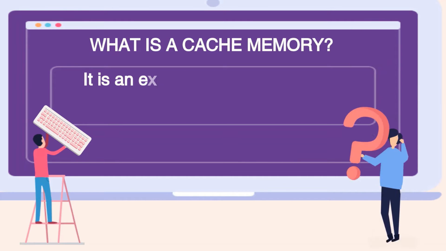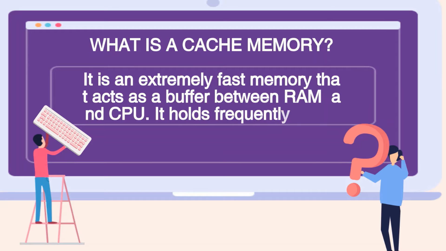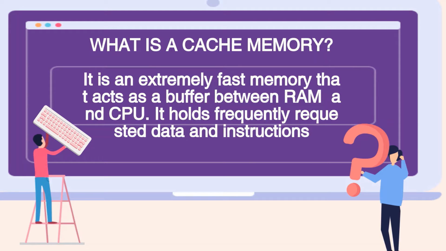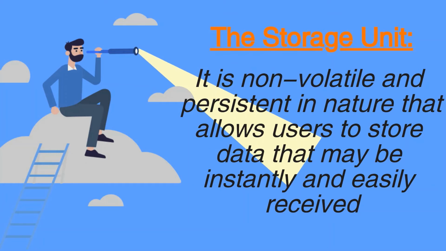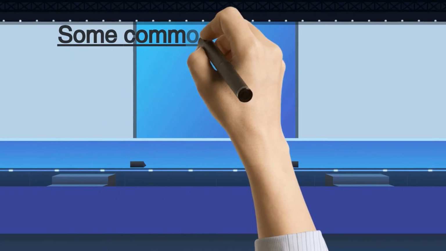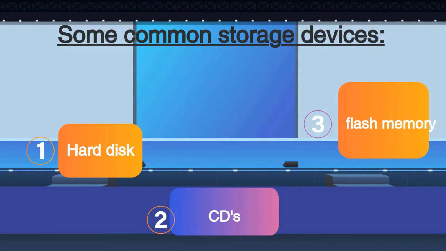What is a cache memory? It's an extremely fast memory that acts as a buffer between RAM and CPU. It holds frequently requested data and instructions. Getting further into the next component, the storage unit is non-volatile and persistent in nature that allows users to store data that may be instantly or easily retrieved. Some commonly used storage devices could be hard disk, CDs, and flash memory.